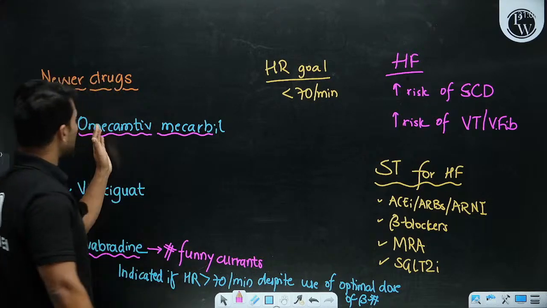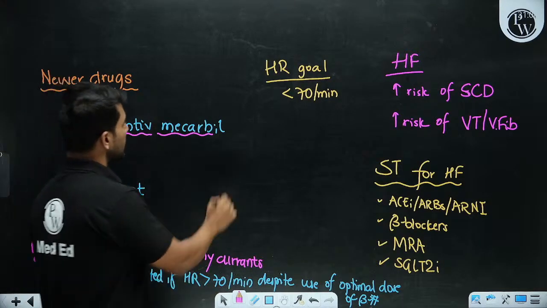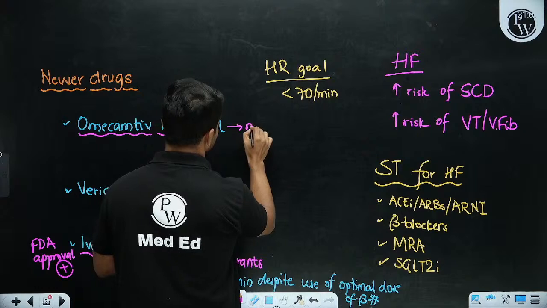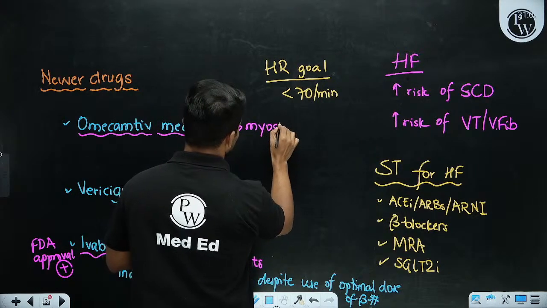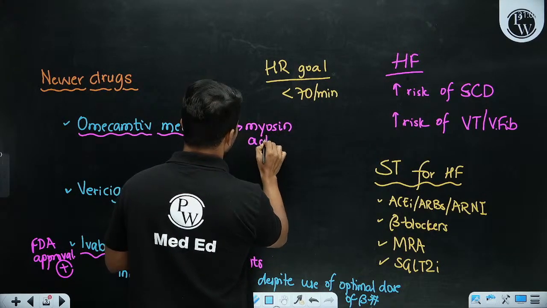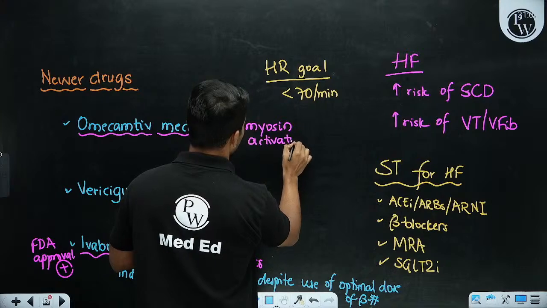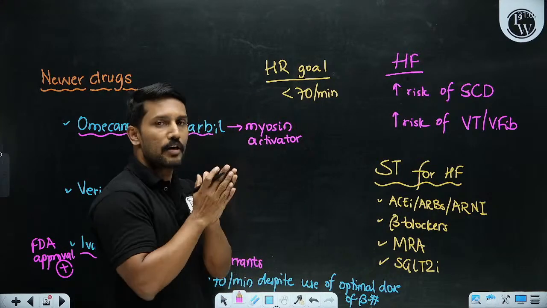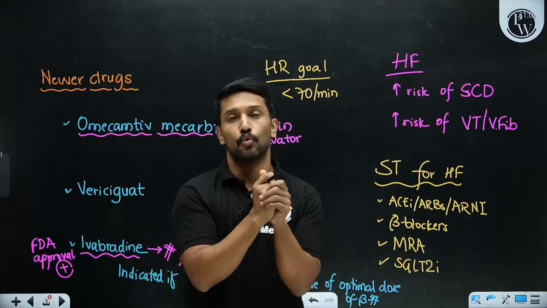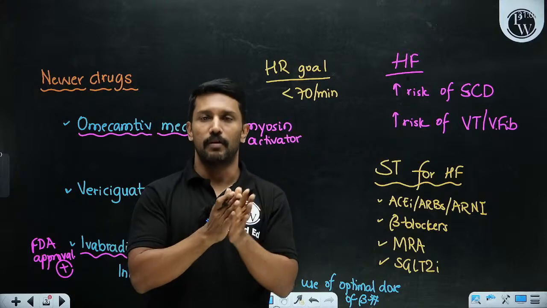Okay. Then we have another drug which has been the talk of the town in recent times, called omecamtiv mecarbil. What is it? It is a myosin activator. By acting on myosin, it increases the force of contraction of the ventricular muscles during the systole. So this can help give symptomatic benefits.